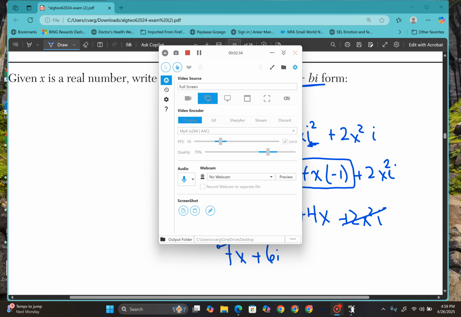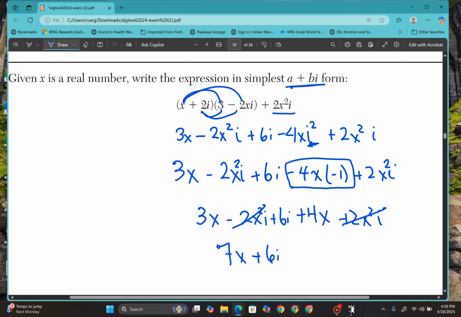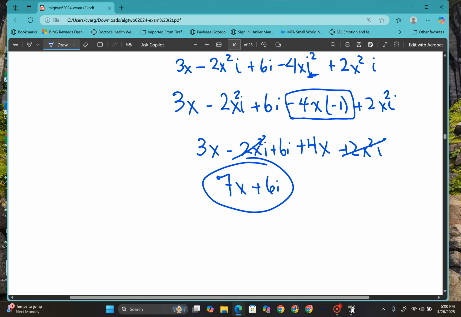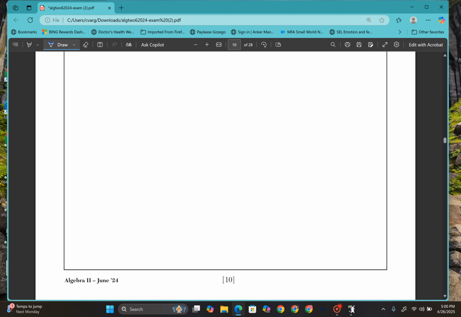And it's looking good: 7x plus 6i. I know I'm done because it's in a plus bi form. So my a is 7x, my b is 6, and my i is i. All right, that's question number 25.